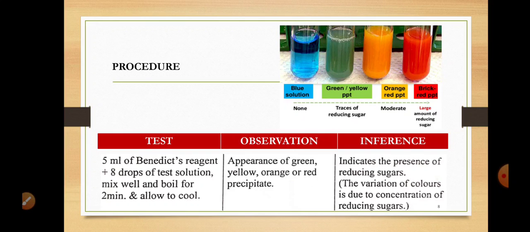So this is what you need to keep in mind. No doubt, when you are doing the qualitative test, you are just identifying the presence or absence of the reducing sugar, but if you pay attention to the color and concentration and do it accurately, you can even get an idea regarding whether the given sample contains the reducing sugar or not. If it contains reducing sugar, in what concentration, whether it is in a trace amount, a moderate amount, or a large amount.